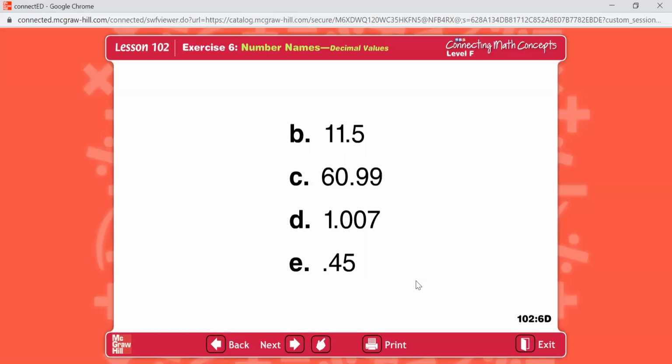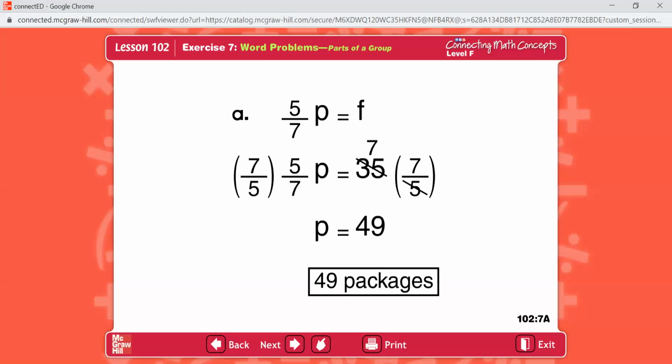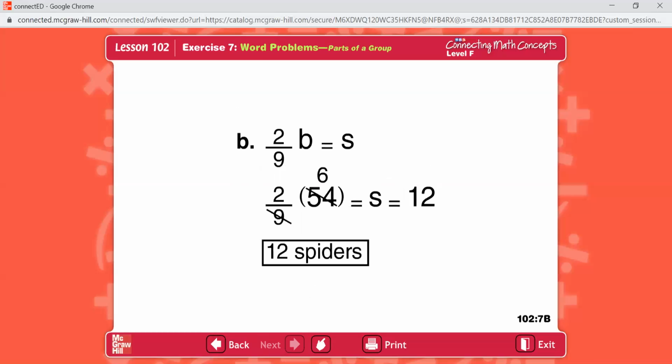Pause the video now to do it. Continue when you're ready to check your work. Here is what you should have. Problem B. 2 out of every 9 bugs were spiders. There were 54 bugs. How many spiders were there? Work problem B. The equation you should have set up is 2/9 B equals S. Pause the video now to do the work. Continue when you're ready to check your answer. Here's what you should have.